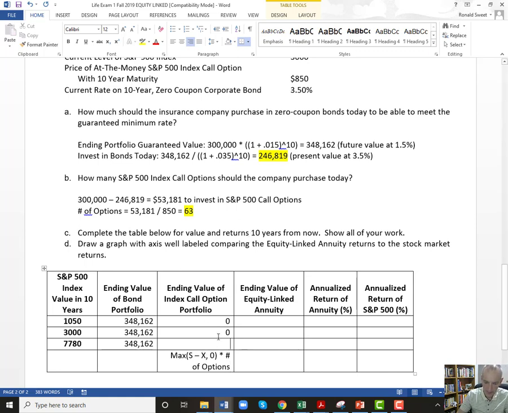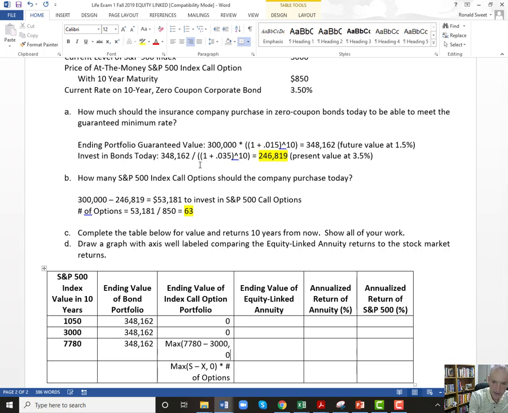And so here we're going to take the max of 7780, and we'll subtract from that 3,000, comma 0. That's obviously going to be 4780. Multiply that by our 63 contracts. And when we do all of that, we will get a value of 301,140. So check your math on that. Make sure you've got it down by 301,140. And so the value of the equity-linked annuity is you just add across.